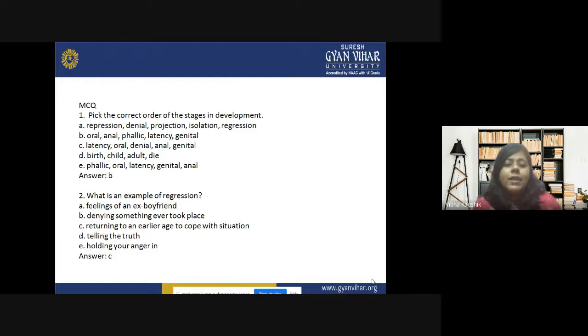Now, what is an example of regression? Options are: A. Missing an ex-boyfriend, B. Denying something ever took place, C. Returning to an earlier age to cope with situations, D. Telling the truth, or E. Holding your anger in. So these are the options, students, and you have to select the correct answer on the basis of the given choices. And the correct answer will be option C, that is returning to an earlier age to cope with situations.